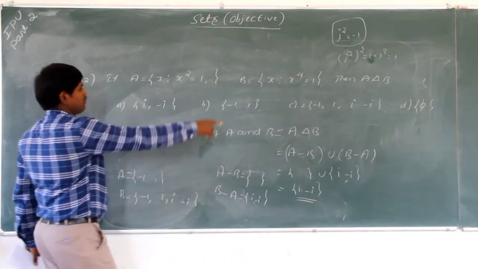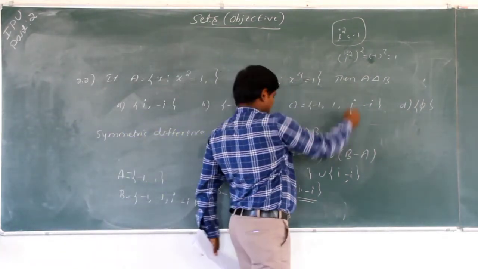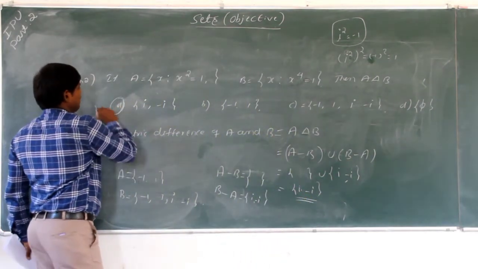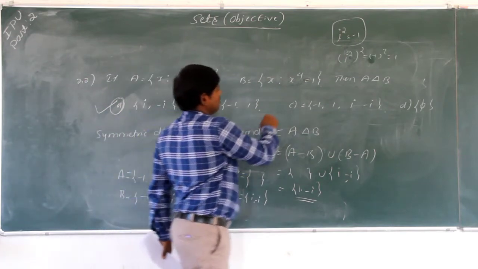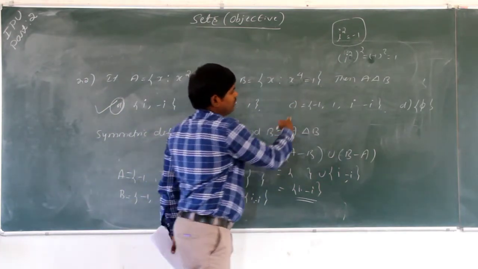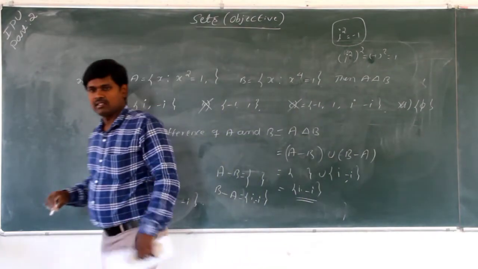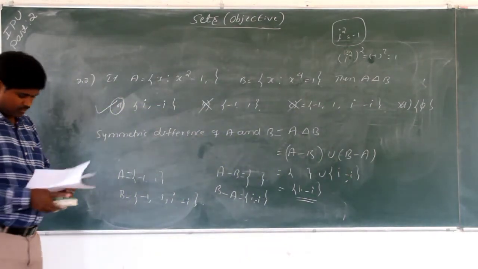So the symmetric difference of the sets A and B is I minus A. Therefore option A is the right answer. So this is not right. So this is A in B. So this is not right. Therefore option A is the right answer. Okay, so next question.